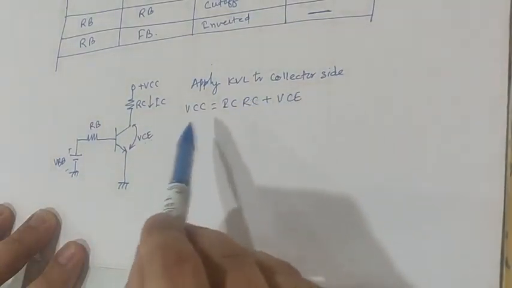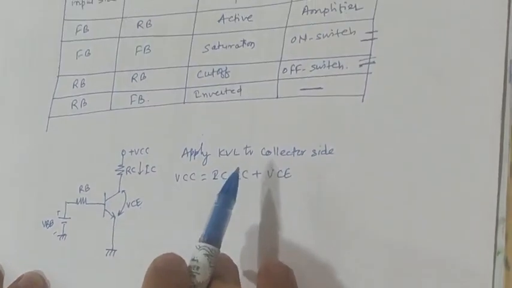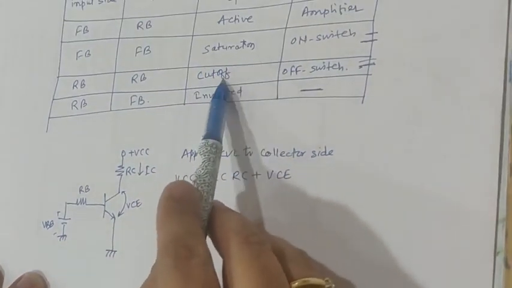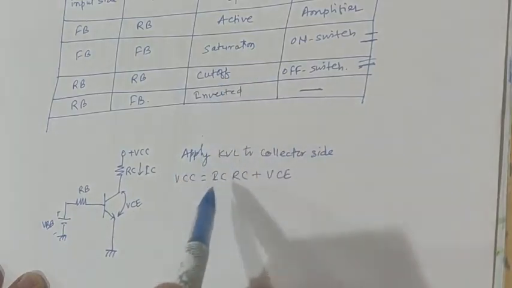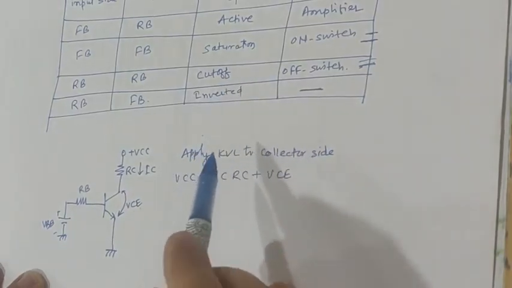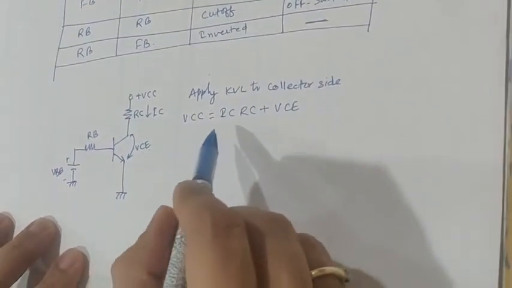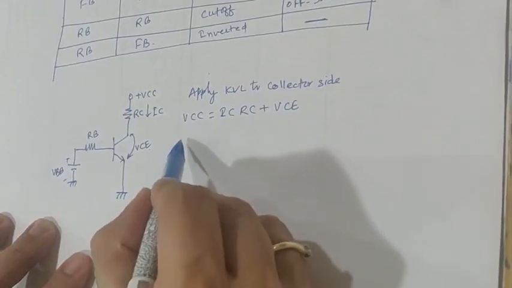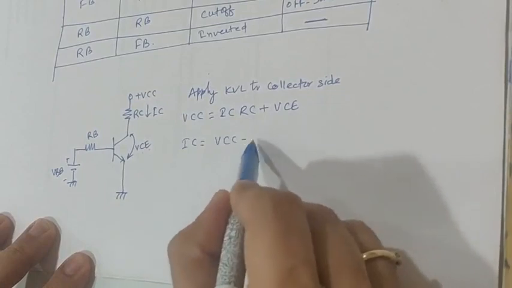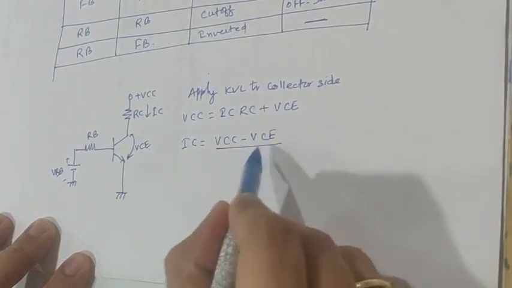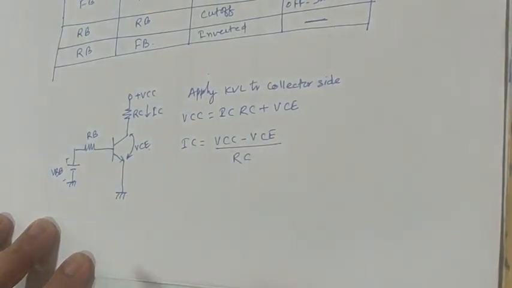Now I can have two conditions here because I want the transistor to operate in the saturation and cutoff regions. So I want the current to be maximum and I want the current to be zero. Let us have it from this equation. I will first find the equation for IC. So IC will be equal to VCC minus VCE upon RC. This is a simple equation for the value of IC.